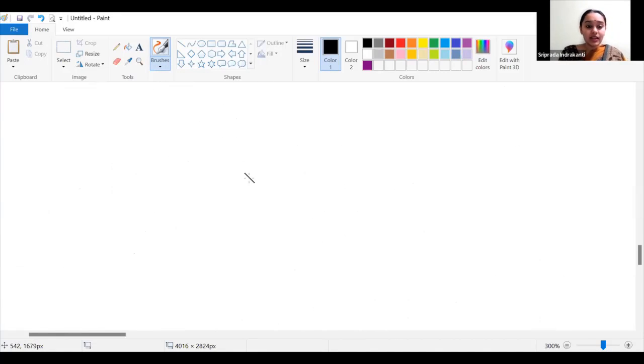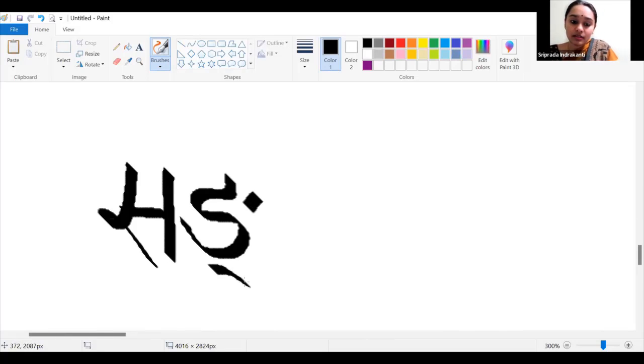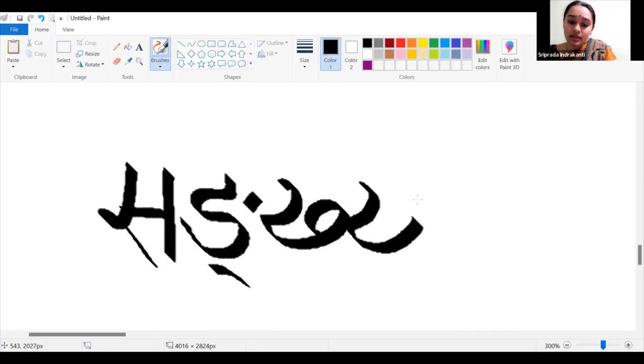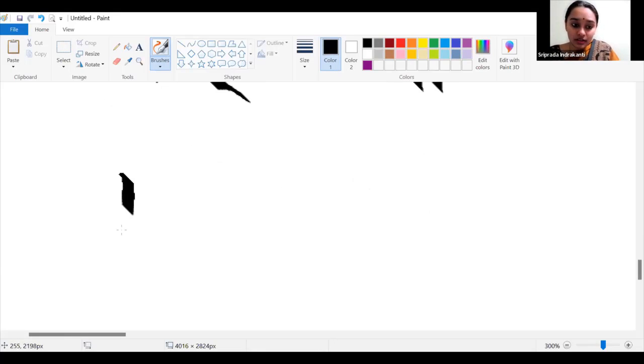Pustakam. The next one is Sankhya. Sang. You can also write Sankhya like this. Just observe it for now. Sankhya. And you can also just put a dot at the top.